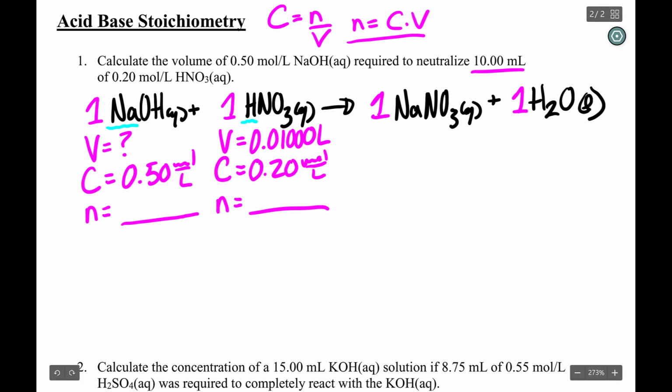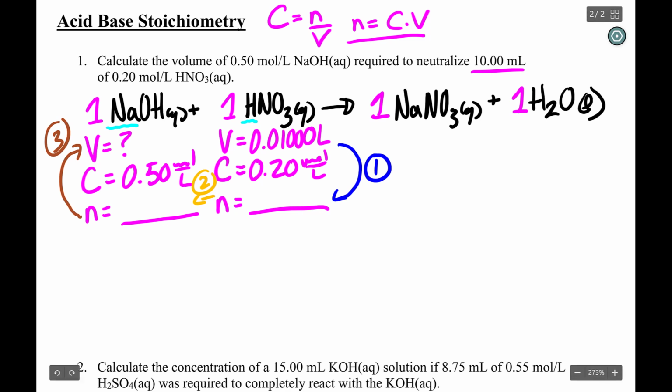So again, step number 1, I'm going to convert the volume and concentration into moles. Step number 2, I'm going to do a mole to mole ratio to get the moles of sodium hydroxide. And once that's done, then I can take these moles and the concentration, and I could calculate a volume in a third step.